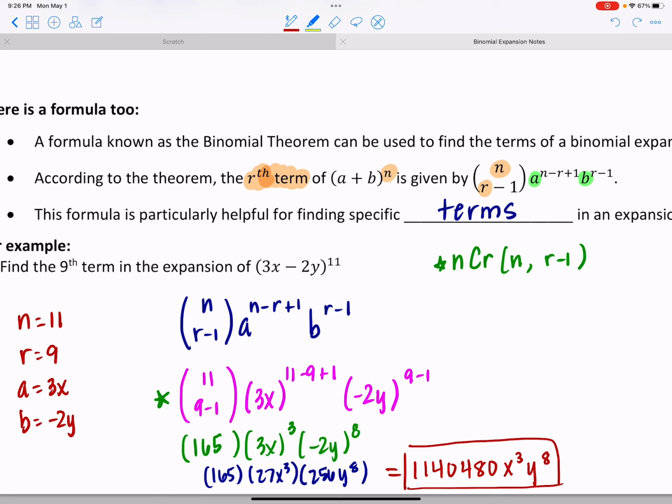So hopefully you've got enough tools now to expand a binomial. You've got lots of options. You can find terms in the expansions.